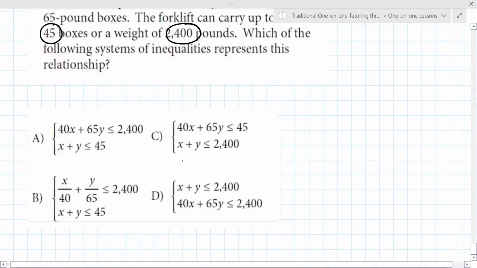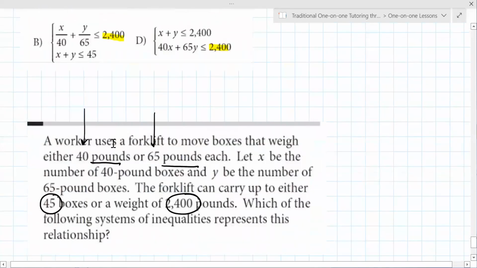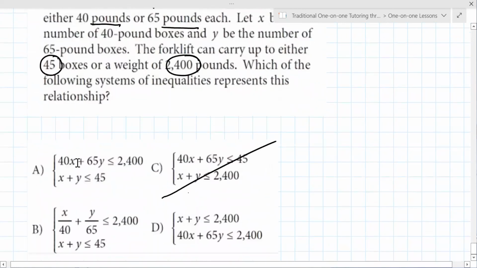C. C's out. So I can tell B. B is out because of this right here, this division. And the reason is if you carry a 40-pound box and then you carry another 40-pound box, how many pounds of boxes have you carried? 80. 80. So multiplication is like adding. That's why B is out.